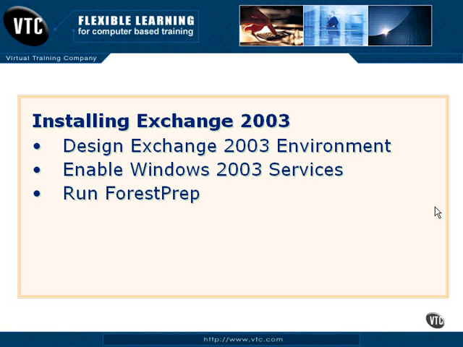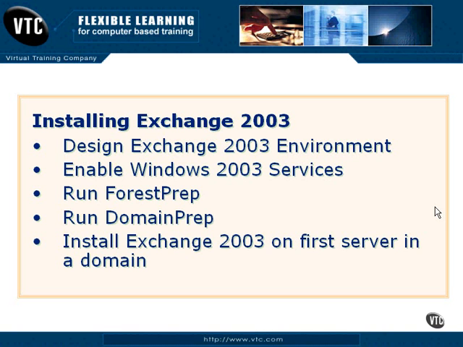You're going to need to run Forest Prep. This is going to extend Active Directory so that it will now hold Exchange information. Now, even if you've run Forest Prep in a 2000 environment and now you're installing Exchange, you still need to rerun Forest Prep. I'll remind you of that about 150 times through the course. Then we need to run Domain Prep. We'll talk about each of these in more detail a little bit later on. Once we've got all this done, then we're going to install Exchange 2003 on the first server in one of our Active Directory domains.